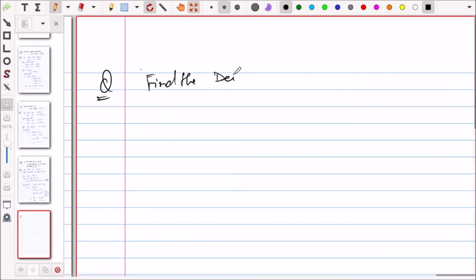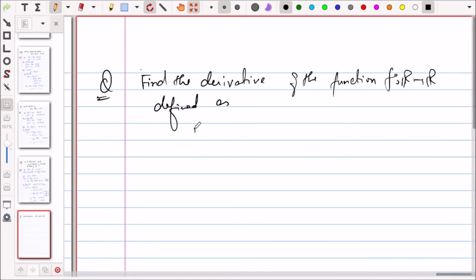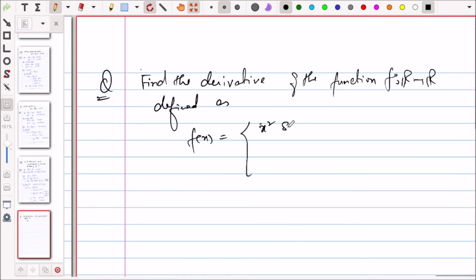Find the derivative of the function f from R to R defined as f(x) equal to x square sine 1 by x, and 0 if x equal to 0.